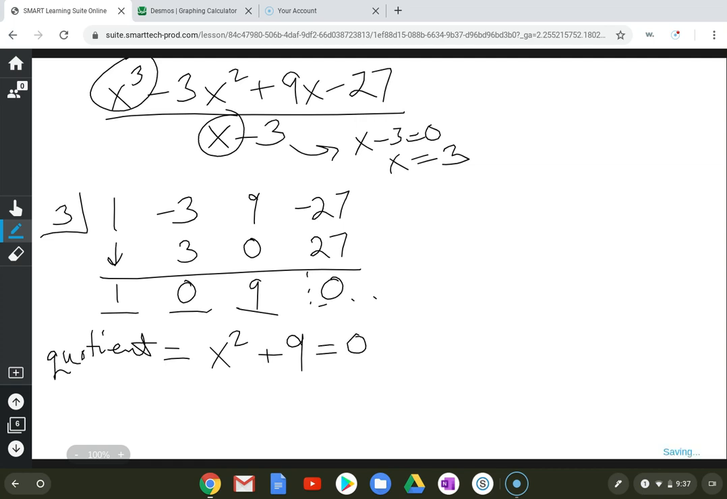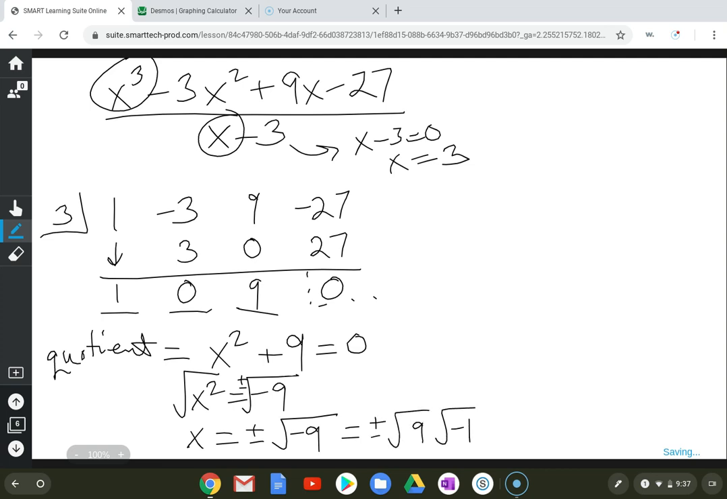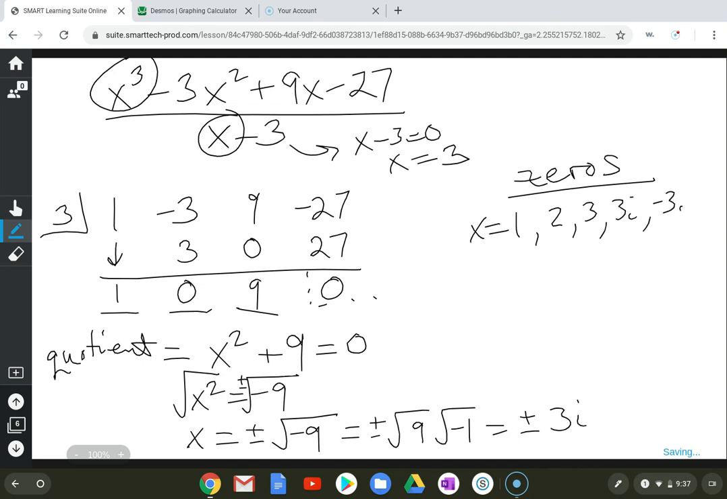So if I subtract 9 from both sides, I get x squared equals negative 9. I'm going to take the square root of both sides. Make sure you put a plus or minus in front. I get x equals plus or minus the square root of negative 9. But that's the same thing as plus or minus root 9 times root negative 1, which is the same thing as plus or minus 3, because square root of 9 is 3, and the square root of negative 1 is i. So our final answer, our zeros for our polynomial would be at 1, 2, 3, 3i, and negative 3i.